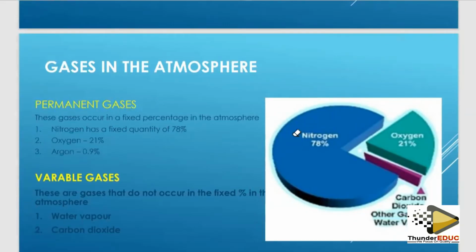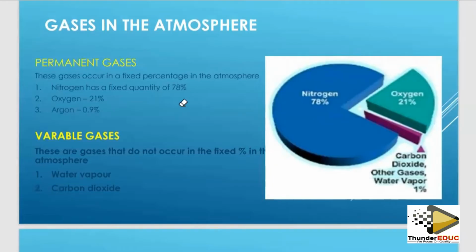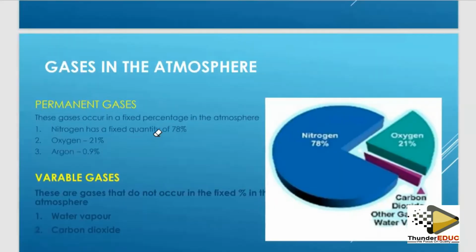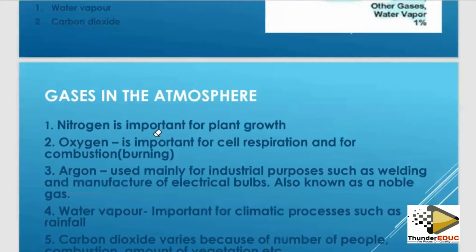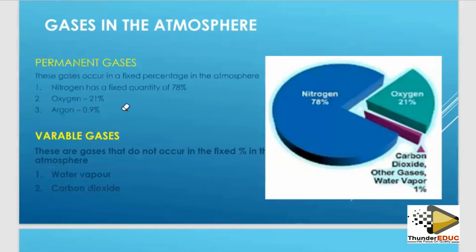Right, I will go to the gases in the atmosphere. We mentioned that under gases, we specifically have gases which we regard as permanent or constant, and those that we regard as variable gases. Our major permanent gases in the atmosphere are nitrogen and oxygen. We also have argon, which is in most instances regarded as one of the noble gases. Let's start by looking at nitrogen in this first instance.